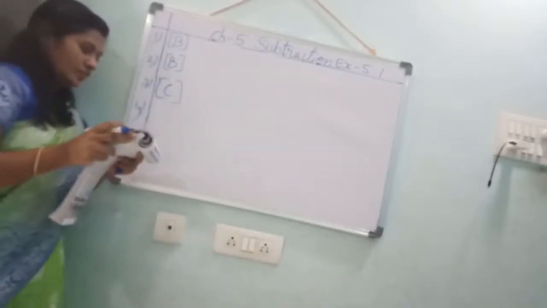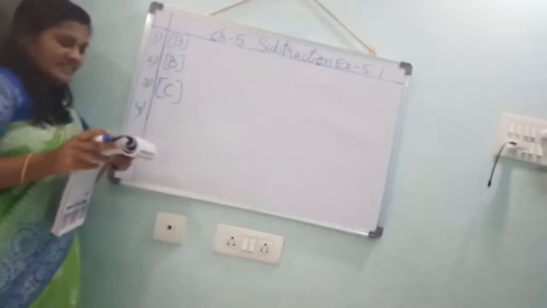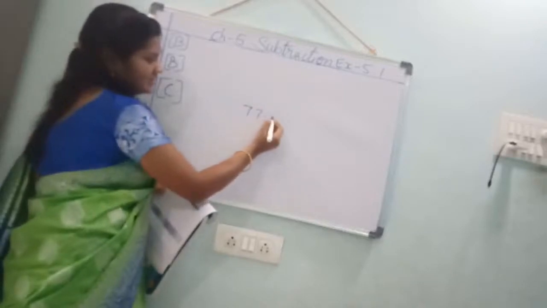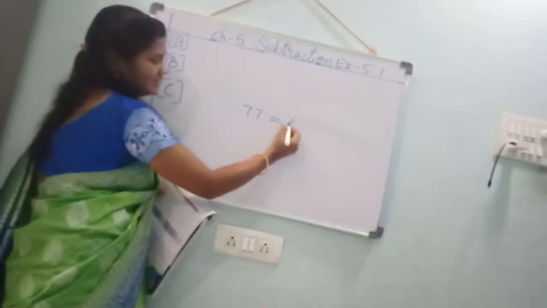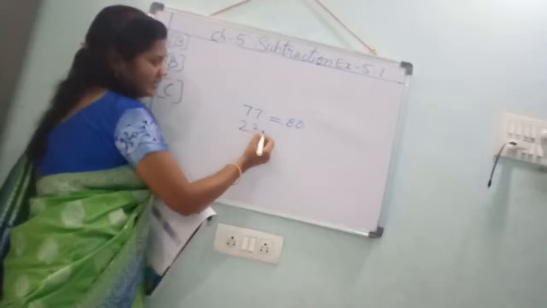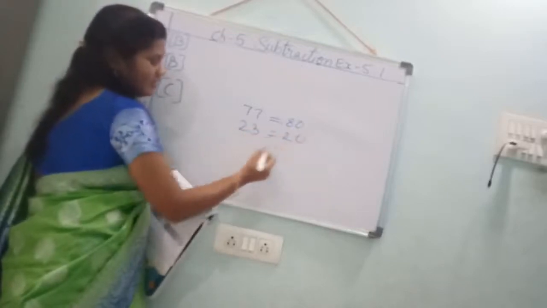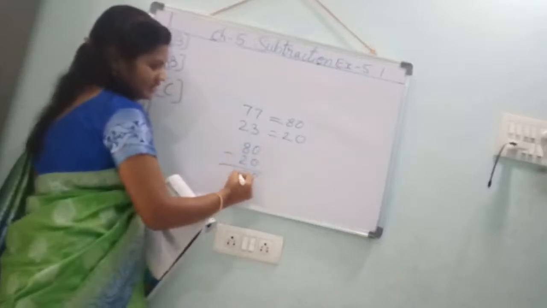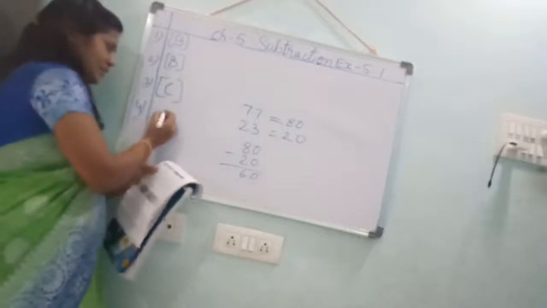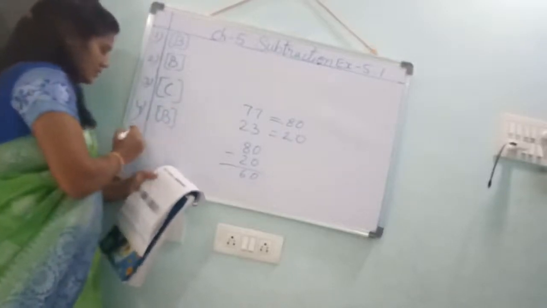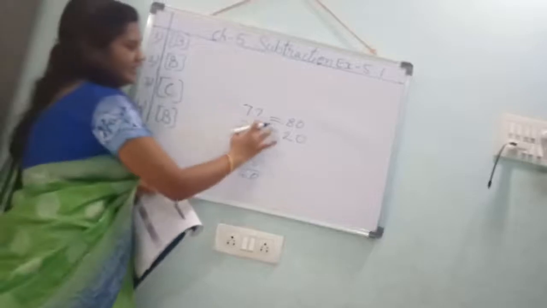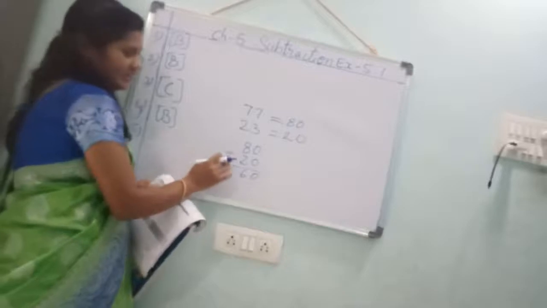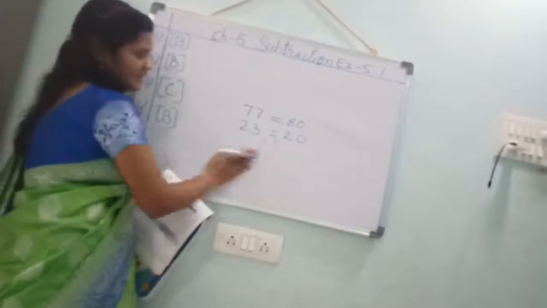Next. Fourth one. The difference between 77 and 23. See, 77 nearest tens, what is that? 80. 23 nearest tens? 20. What you have to do? 80 minus 20. What will the answer be? 60. B. Understood, children? What we did? We did nearest tens. Again, after that we did minus. 80 minus 20, 60. Understood?